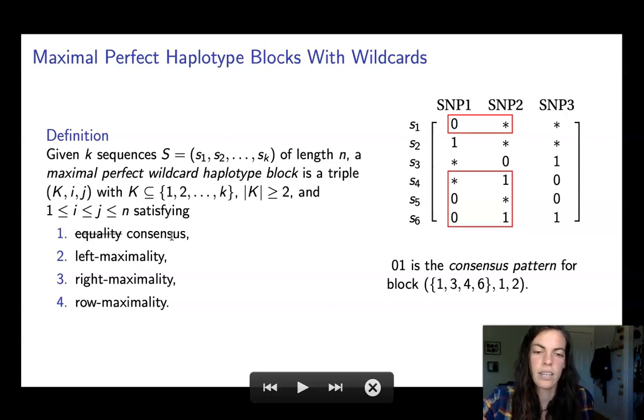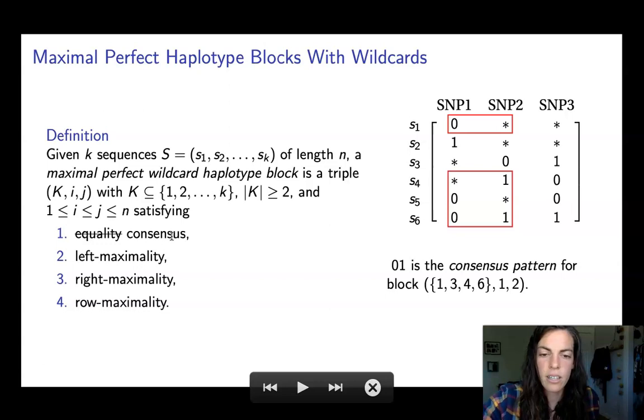For example, in the dataset here, the block shown contains at least one 0 in column 1. It actually contains 3 zeros, and at least one 1 in column 2. We say that 0, 1 is the consensus pattern for this block, because all sequences in the block can be made to agree with 0, 1 by setting the wildcards appropriately. For example, if we take a look at sequence 1, there's a 0 in the first column and a wildcard in the second column, so this matches the sequence 0, 1.